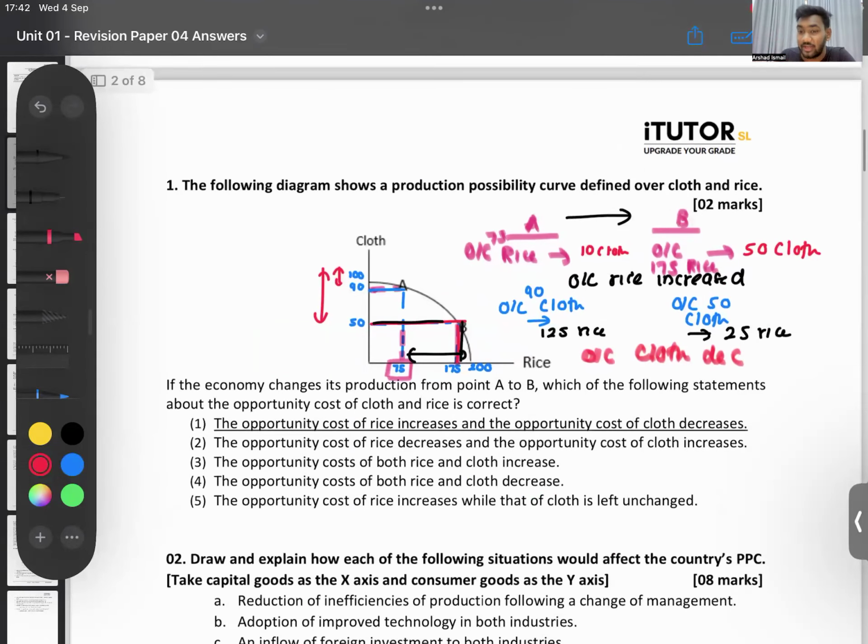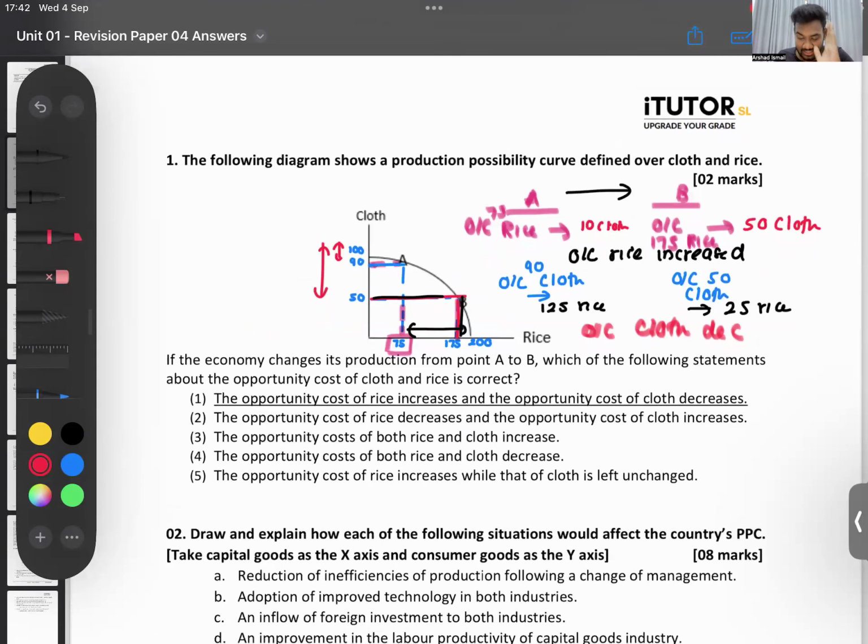Yeah, so you're moving from A to B. At point A, you were producing this. So when you're going from A to B, earlier the opportunity cost of rice was 10 clothes, now 50 clothes. So rice opportunity cost increases. At point A, when producing 75 rice, you have to sacrifice 10 clothes. Now you sacrifice 50 clothes. So the opportunity cost of rice increases.